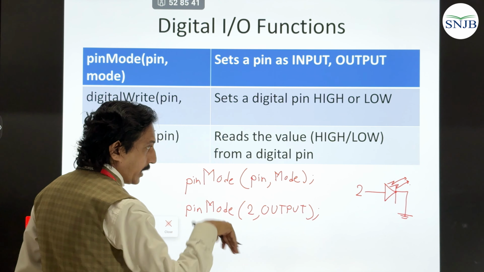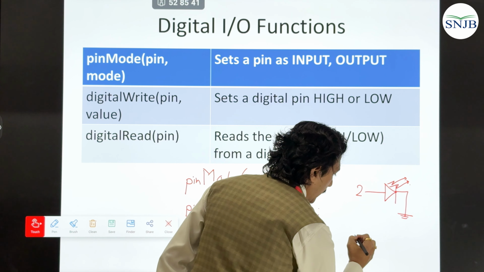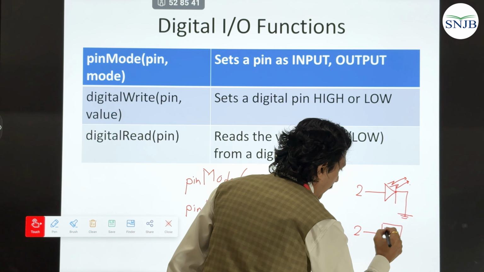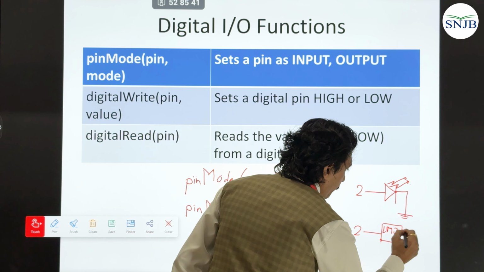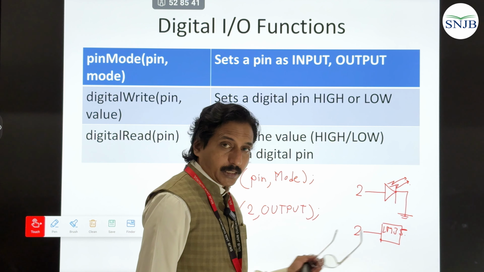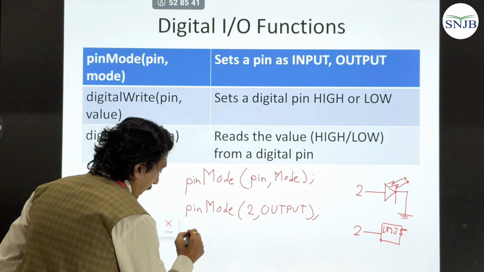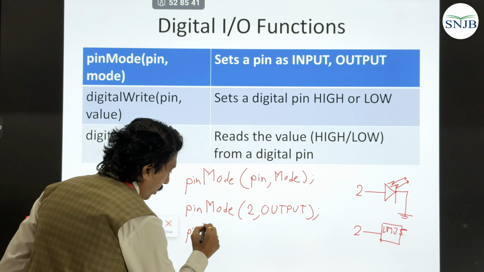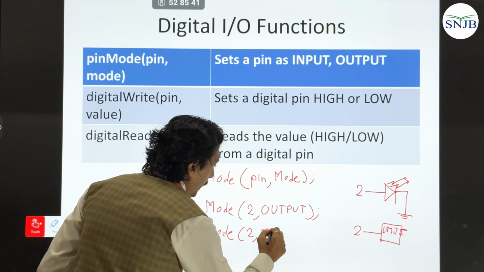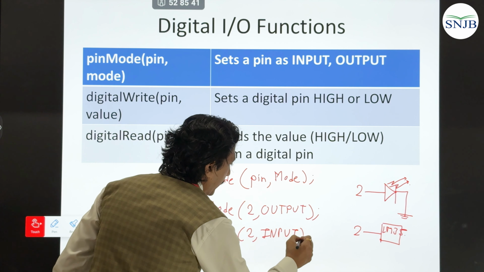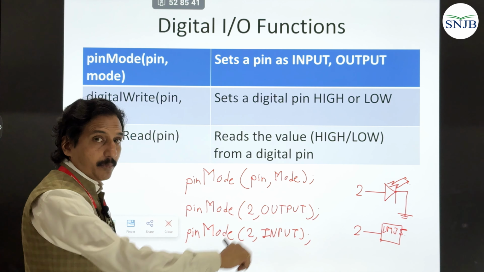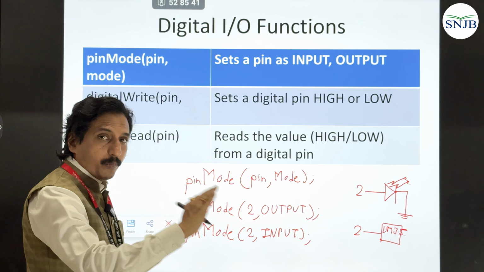If we would like to read something, if some sensor is connected over here on pin number 2, like LM35, if this temperature sensor is connected, then you have to write it like this, pinMode, second pin as an INPUT. This is a capital letter, capital INPUT. Okay, so this is about configuration of the pin.